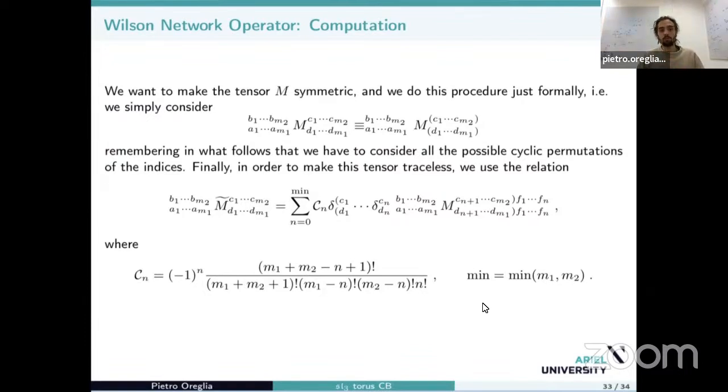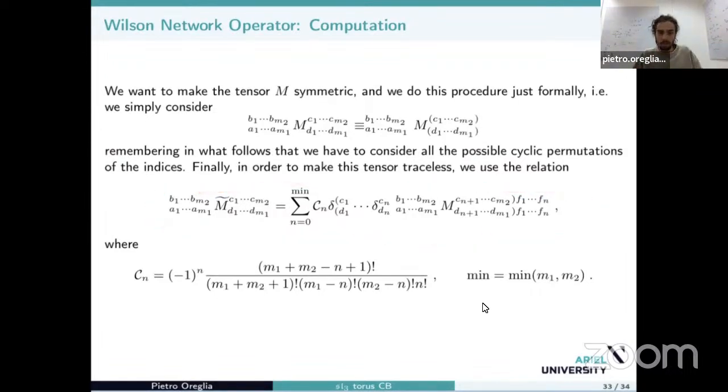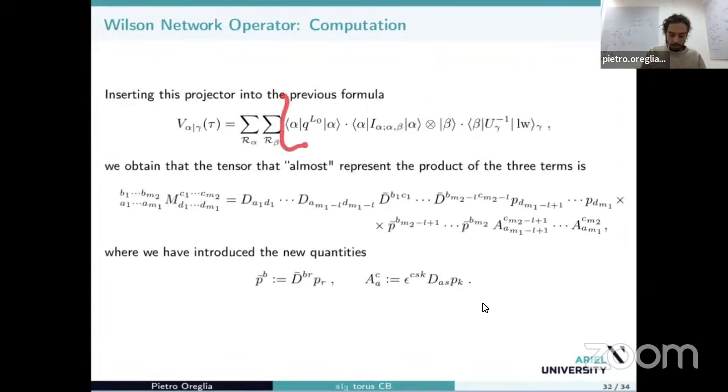Finally, we have to impose the trace condition. We have to make this tensor traceless. In order to do this, we use this kind of relation here. It was introduced by Kraus and collaborators in a paper in which they studied a similar situation but on the sphere. So starting from this symmetric tensor M, we obtain also a symmetric, traceless tensor of this kind, with this coefficient. So now we have finally obtained the tensor that represents this product. Now it is this M tilde.